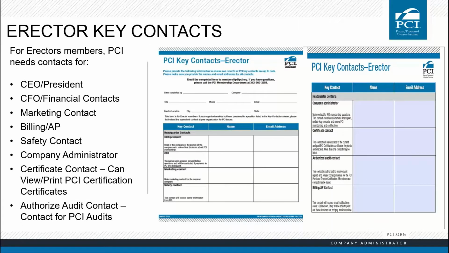Erector members need all the previous contacts listed along with a certificate contact and an authorized audit contact. Certificate contacts are able to access and print out your certification certificate. Company administrators and authorized audit contacts are also able to print out your certification certificates from PCI.org. Authorized audit contacts will be the main contact for your PCI audit.